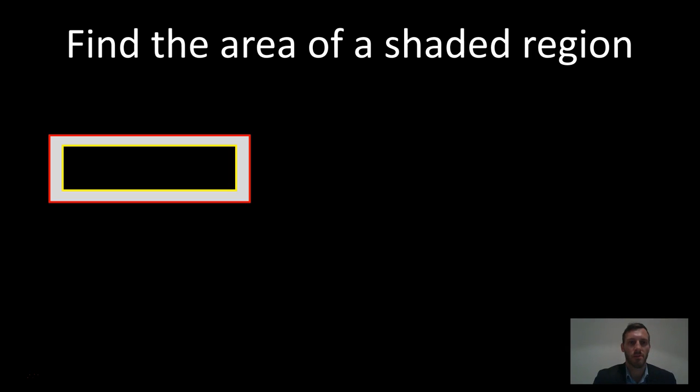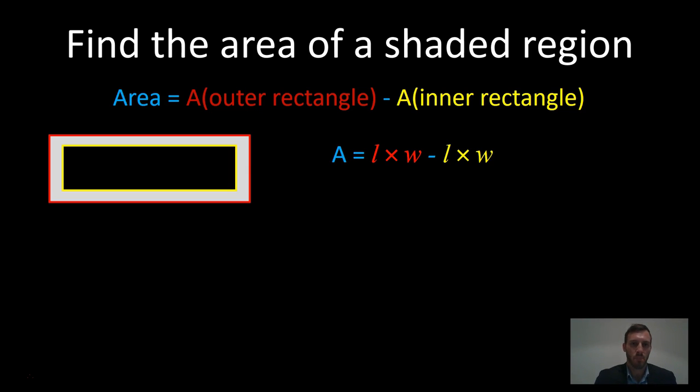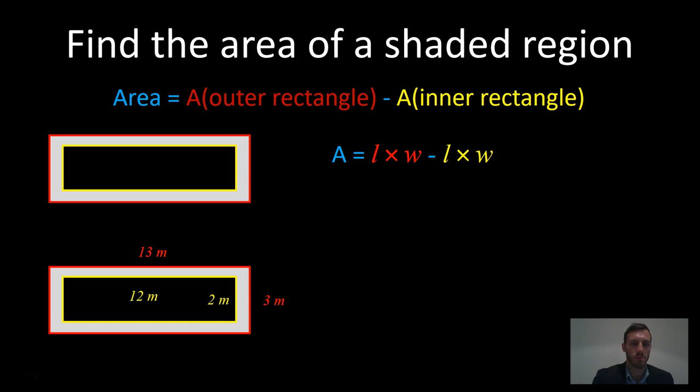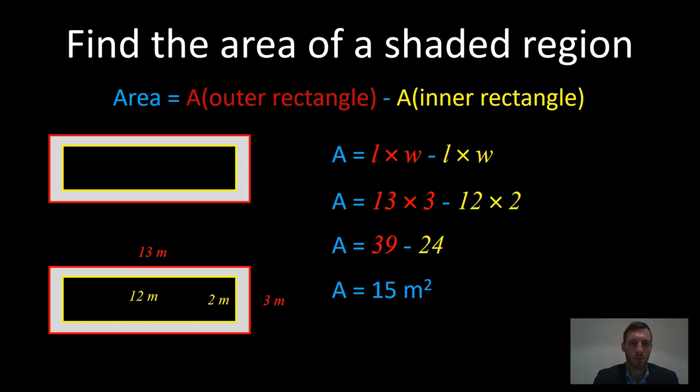Here we're going to find the area of the shaded region. It looks like we've got two rectangles, so there's a rectangle on the outside highlighted in red and a rectangle on the inside highlighted in yellow. The area of the shaded region is going to be the area of the outside rectangle less, or take away, the area of the inside rectangle. So we can write it like that. That's going to be length times width, take the length times width of the inside rectangle. Here we have the diagram with some numbers on it, so we can write them into our formulas. We're going to get 39 take 24, and we end up with 15 meters squared for the shaded region.